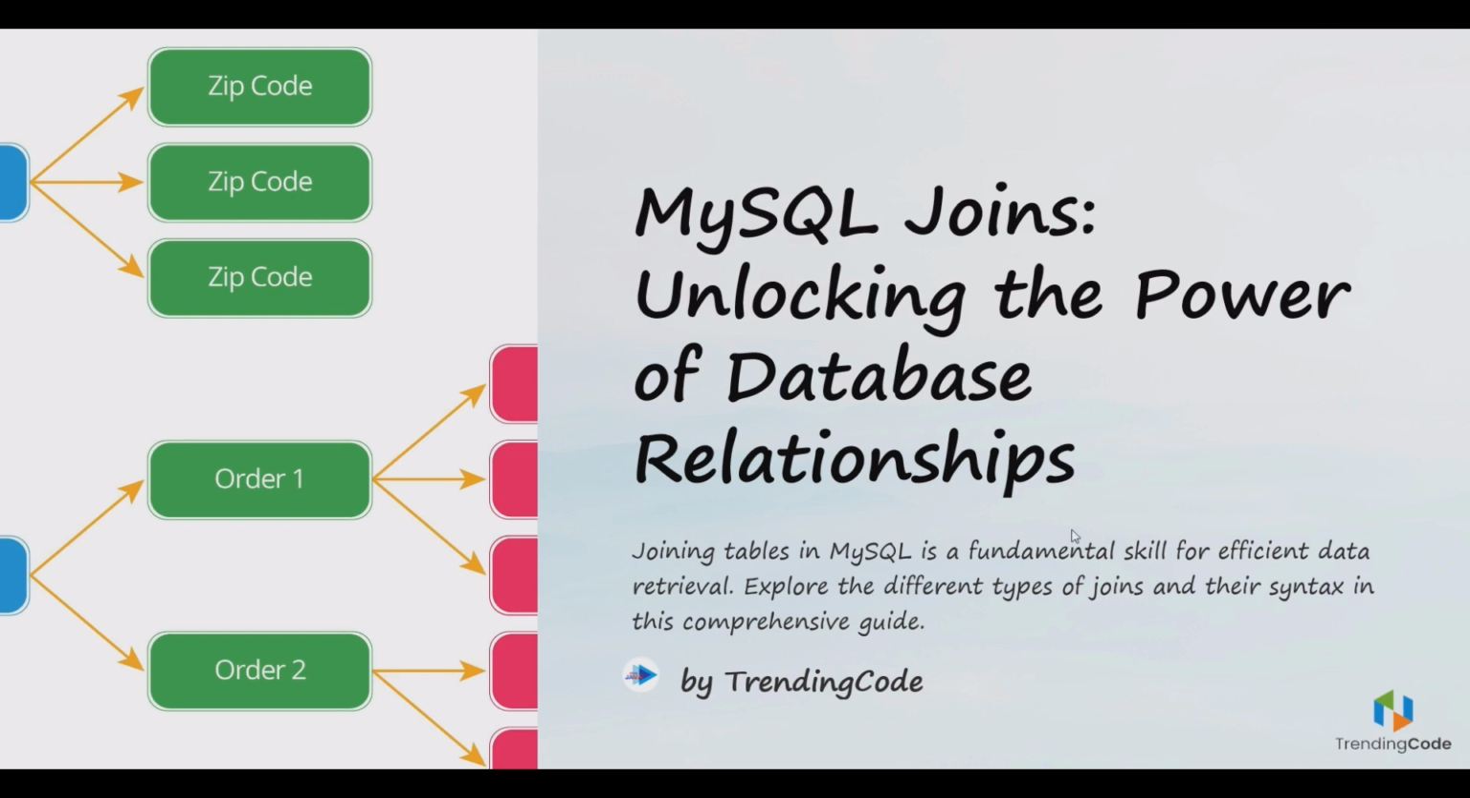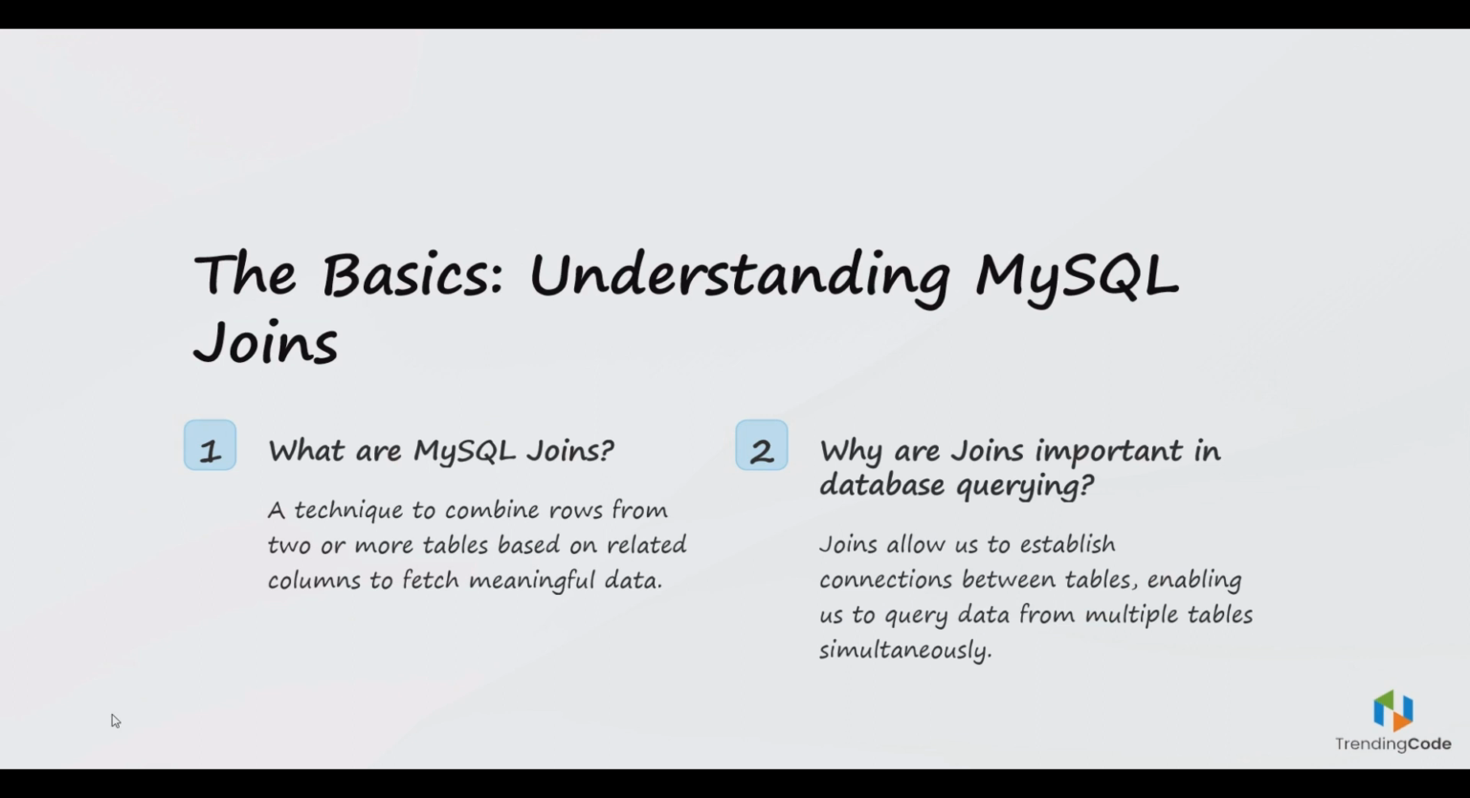So first thing is why we are going to understand MySQL Joins. Joins are basically a way to fetch data from multiple tables. Through that we will see how we can get the details from multiple tables. So two things: what are MySQL joins and why they are important for querying into a database.